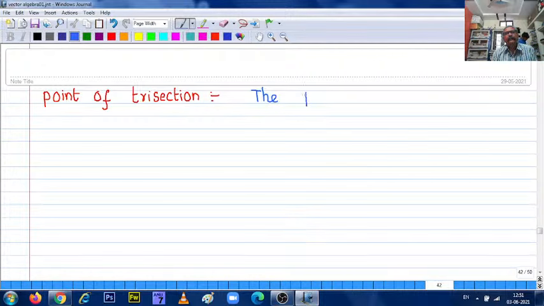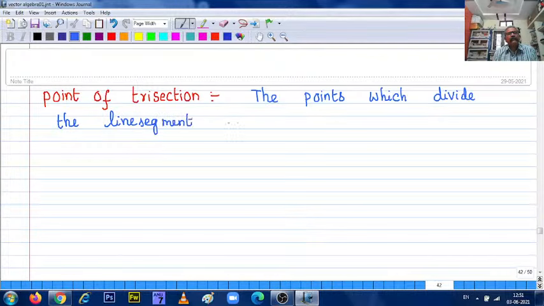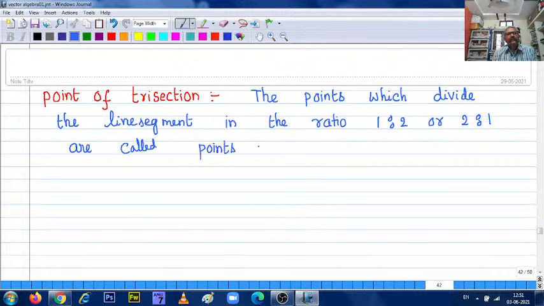The points which divide the line segment in the ratio 1:2 or 2:1 are called points of trisection, or trisectional points.